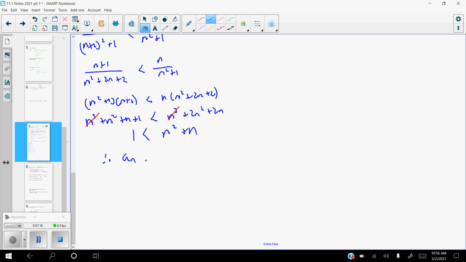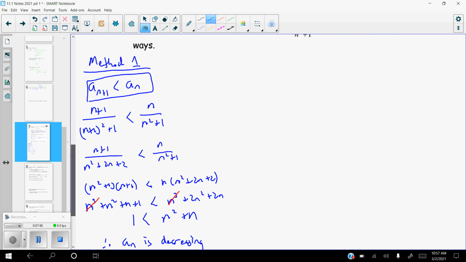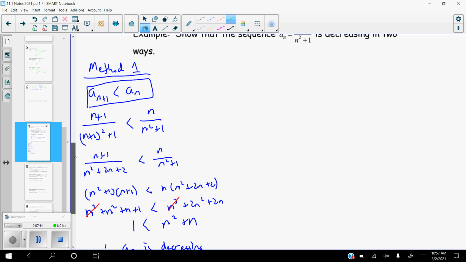a sub n is decreasing. Because we started off with the assumption that it's a decreasing function, and then a decreasing sequence, excuse me, and then we plugged everything in to show it, and we simplified it to a statement which is always true. So we have shown decreasing. Maybe that one doesn't make as much sense to you, is what I'm trying to say.